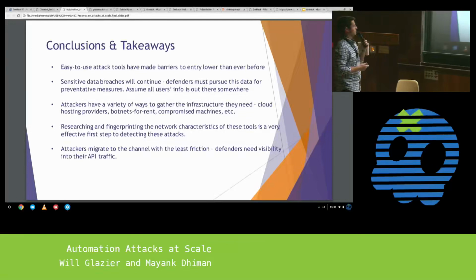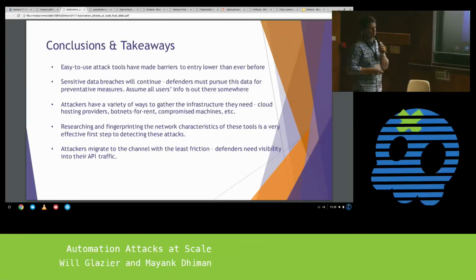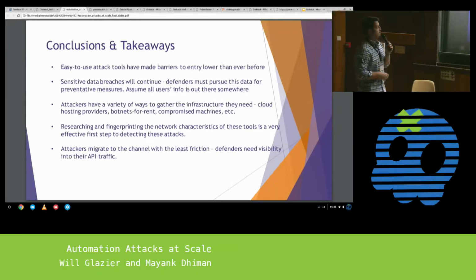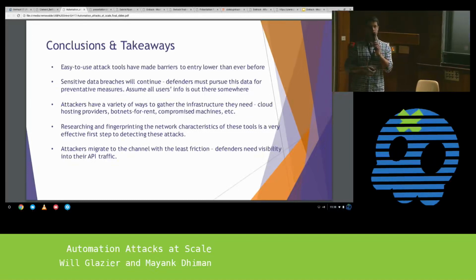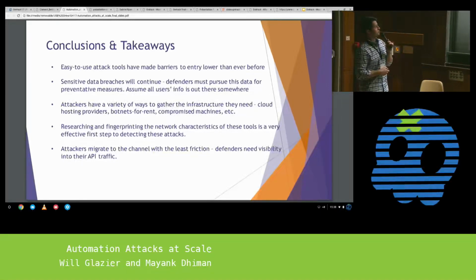Also, an important conclusion from that first part of our attack is about attackers' infrastructure. They have a variety of ways to gather the infrastructure they need. They've got those cloud hosting providers. They've got those IoT botnets, compromised machines. They've got the AWS for bad guys. So you need to continually stay up to speed on and research what kind of infrastructure these guys are using. And most importantly, I would say, researching and fingerprinting the network characteristics of these tools is an extremely effective first step.